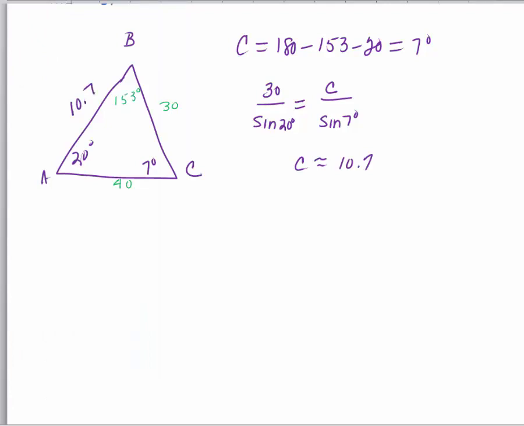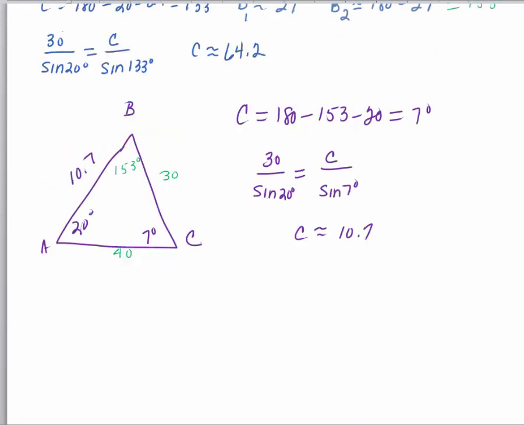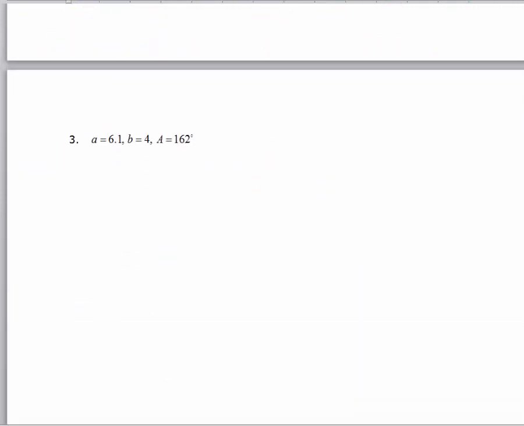So 10.7. And as before, you can check your answers by comparing all of the ratios and see that you get the same value. All right, let's try the last one. We'll draw the triangle. And we'll first solve the triangle for angle C.